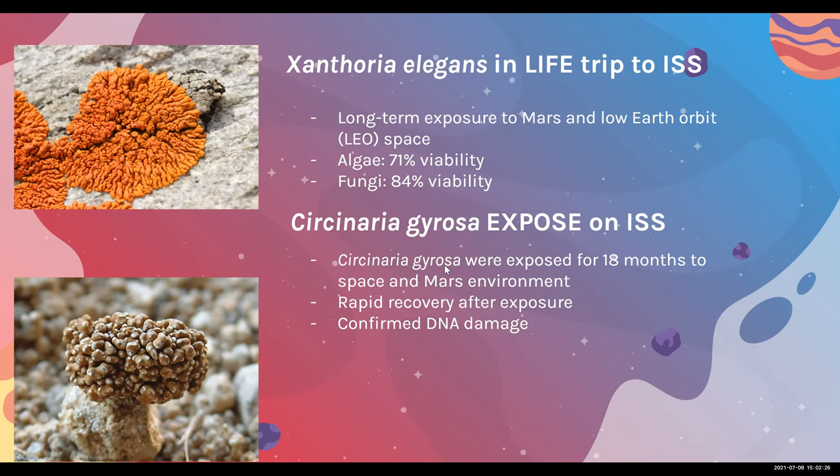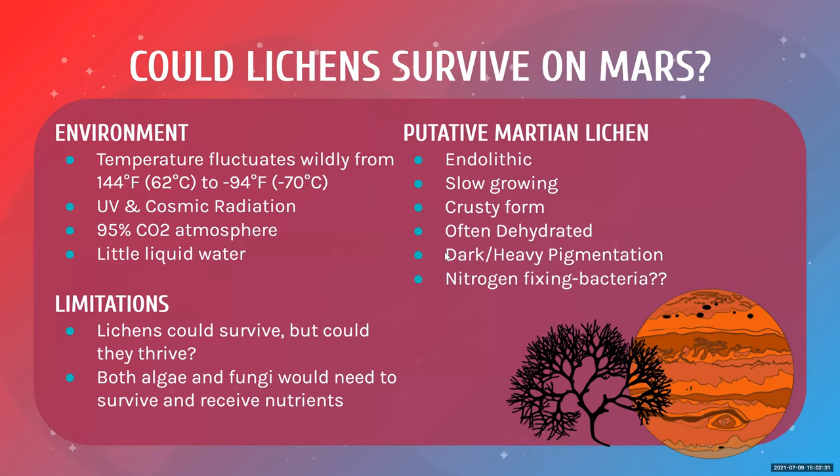So that leads to the big ticket question that I'm sure you all are wondering: could lichens survive on Mars? There's a few things to keep in mind when we're asking this question. The first being the environment of Mars. Temperatures there fluctuate wildly, much more than they do on Earth. We have a much weaker magnetosphere and atmosphere, so there's going to be more radiation, and the atmosphere is almost totally different in composition. We have carbon dioxide as opposed to our nitrogen and oxygen atmosphere. We also have much less liquid water than what we'd find on Earth, even if it is there. And it's also there frozen, I guess.